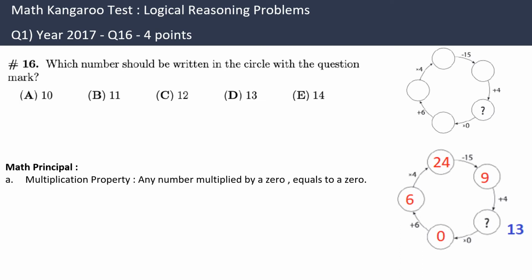If you add 6, the number adds up to 6. If you multiply 6 by 4, the number turns out to be 24. If you subtract 15 from 24, the number you have is 9. 9 plus 4 is 13. And that's your answer. The answer is option D.